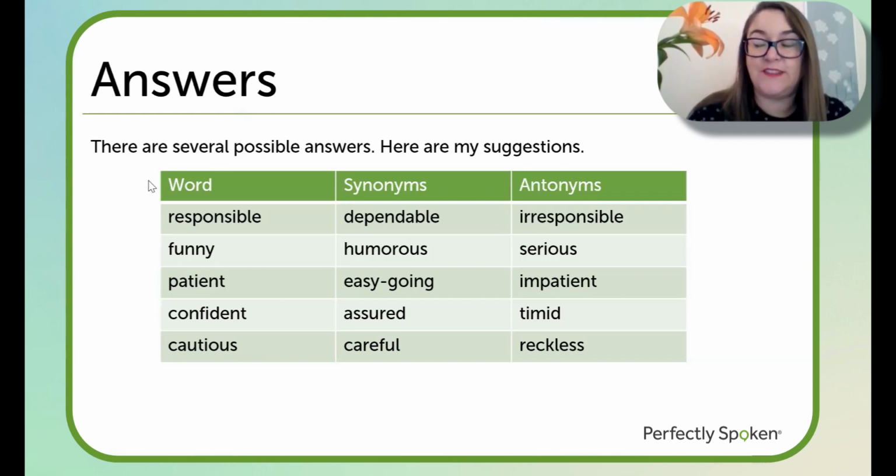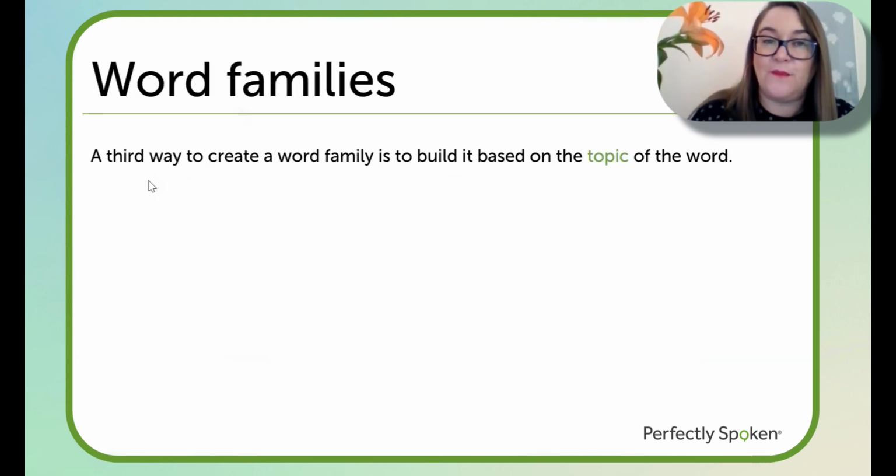So hopefully here you can see what a nice way this is of growing your vocabulary. You come across an adjective, if you put it into this kind of table, you triple your word usage. It's a really nice way of storing and remembering. Okay, and the final type of word family is to build one based on the topic.